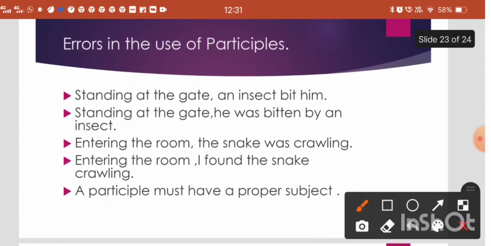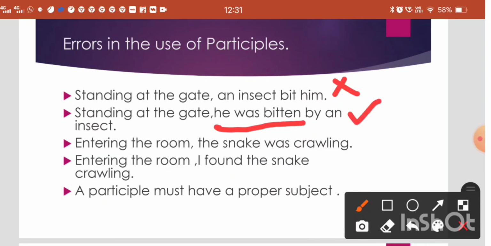Common errors in the use of participles. Standing at the gate, an insect bit him. Children generally make mistakes. They don't understand that the participle phrase qualifies a noun. It refers to the proper subject. So let's see. Standing at the gate, an insect bit him. Who was standing? The boy was standing, not the insect was standing. So here it is not referring to the proper subject. So this is wrong. Standing at the gate, he was bitten by an insect. This is the correct sentence.